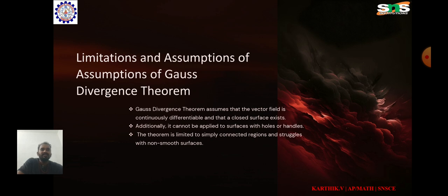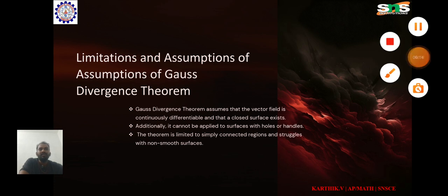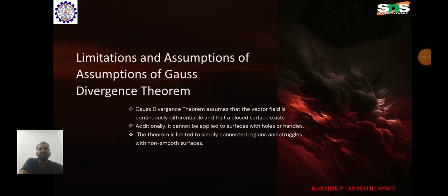Limitations and assumptions of Gauss divergence theorem. Smoothness of the region, continuity of partial derivatives, closed and orientable surfaces, regularity and boundary, volume enclosed, homogeneity of the medium, Cartesian coordinate system, conservative vector fields.